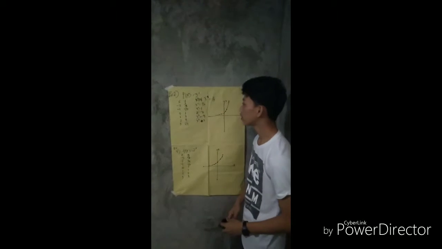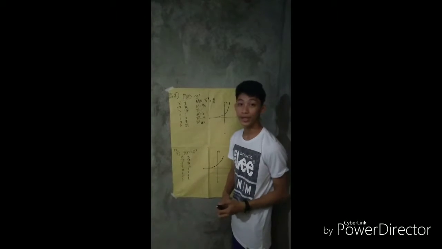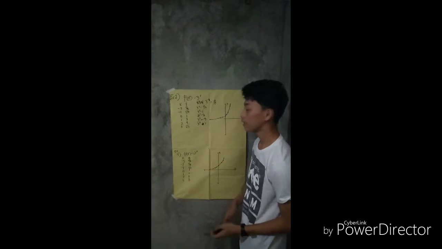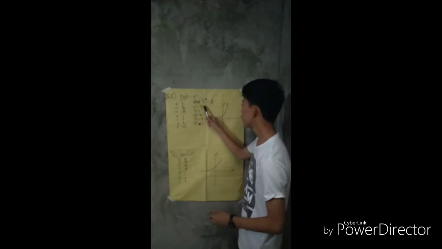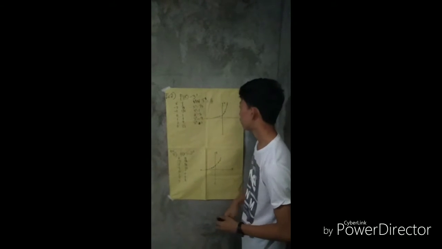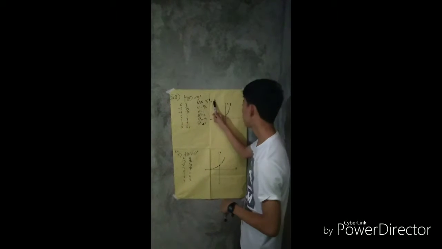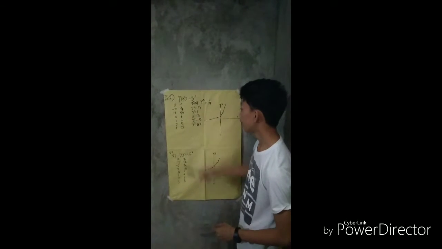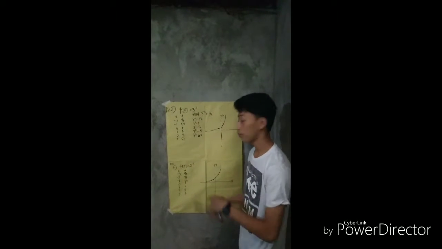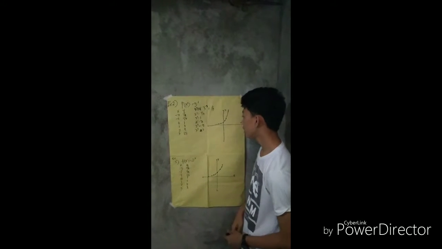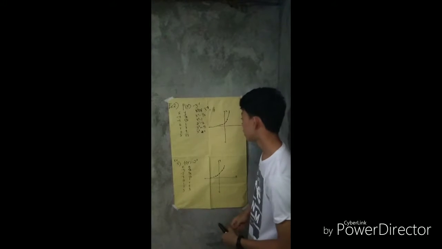Our given is f(x) is equal to 3 to the power of x. Our x is negative 2, negative 1, 0, 1, 2, and 3. We're just going to substitute again. 3 to the power of negative 2 is 1/9, the reciprocal of 3 squared. 3 to the power of negative 1 is 1/3. 3 to the power of 0 is 1. 3 to the power of 1 is 3. 3 to the power of 2 is 9. 3 to the power of 3 is 27.